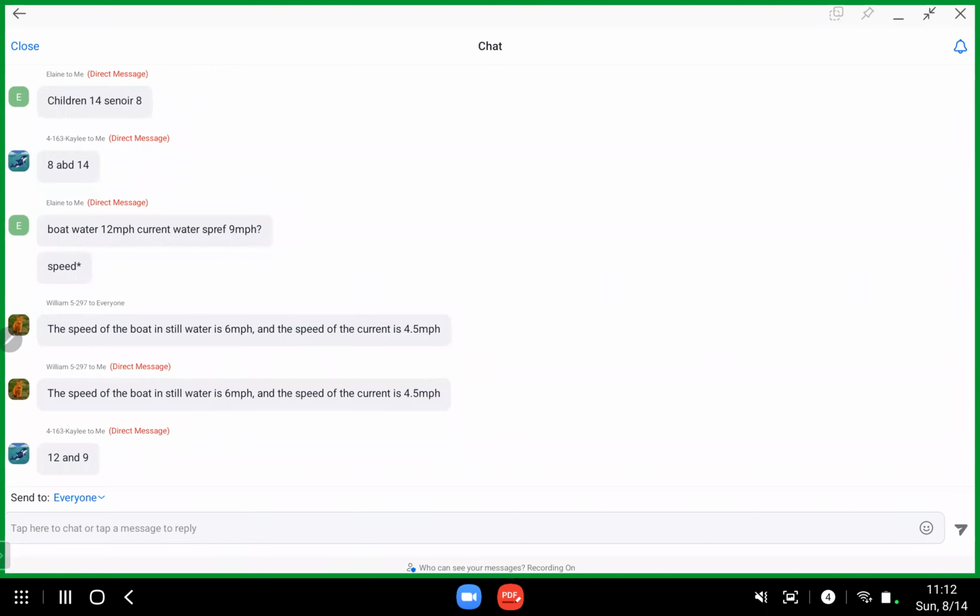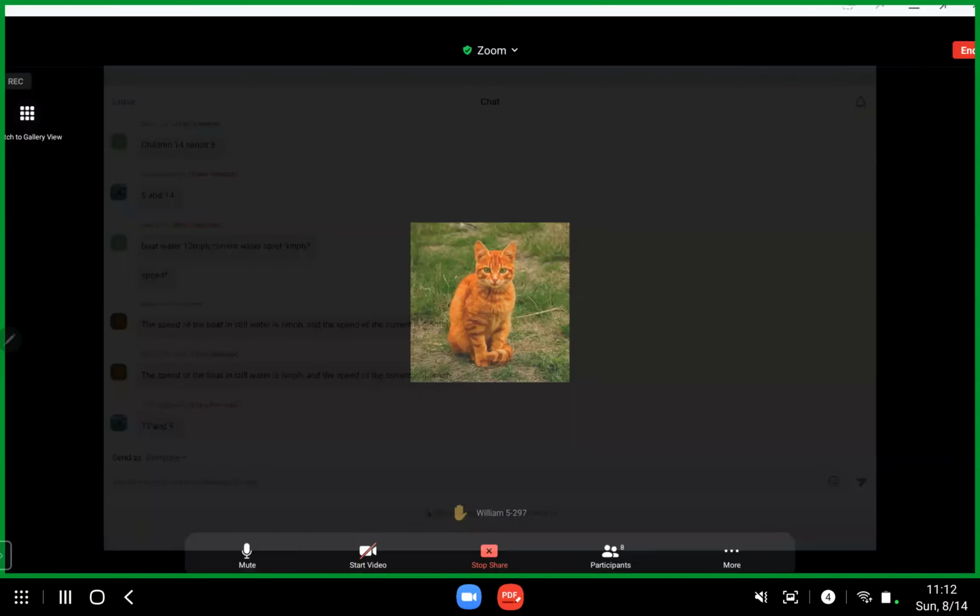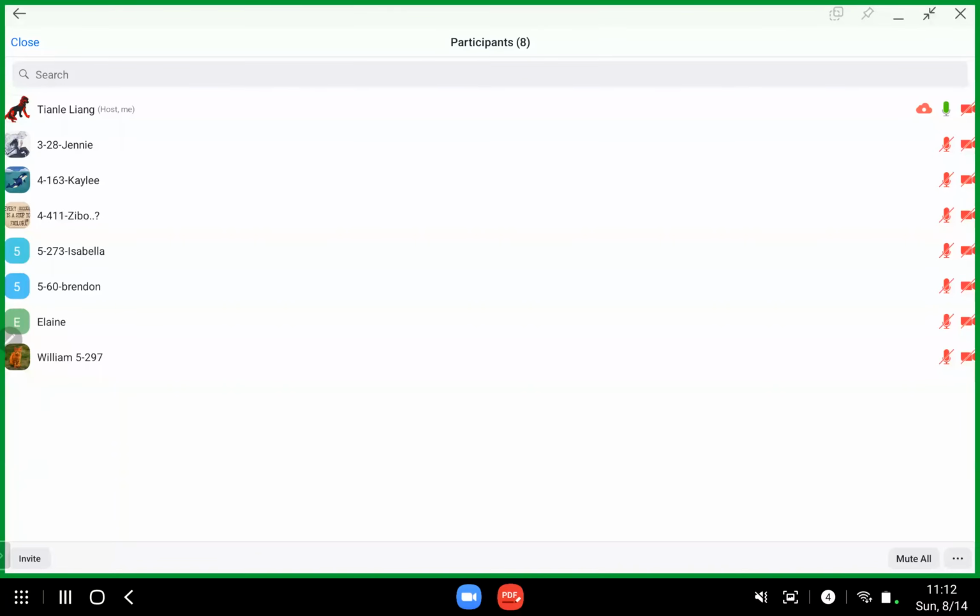This is very interesting because William's answer is different from the other answers, but they're all in the same ratio, right? Because 4.5 is 3/4 of 6, and 9 is also 3/4 of 12, right? So let's see which one is correct. Kaylee, could you explain how you got your answer?